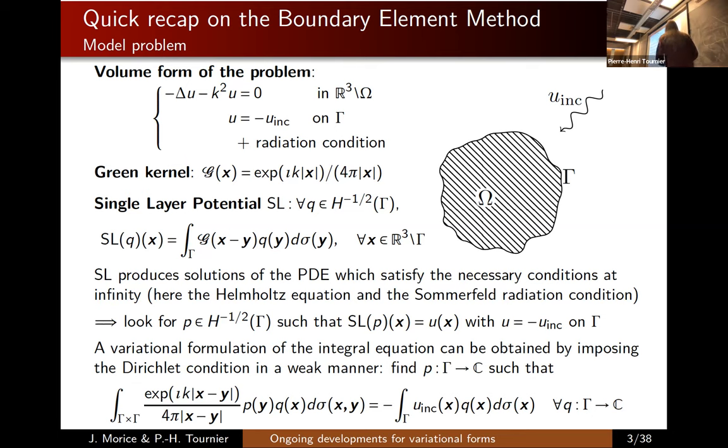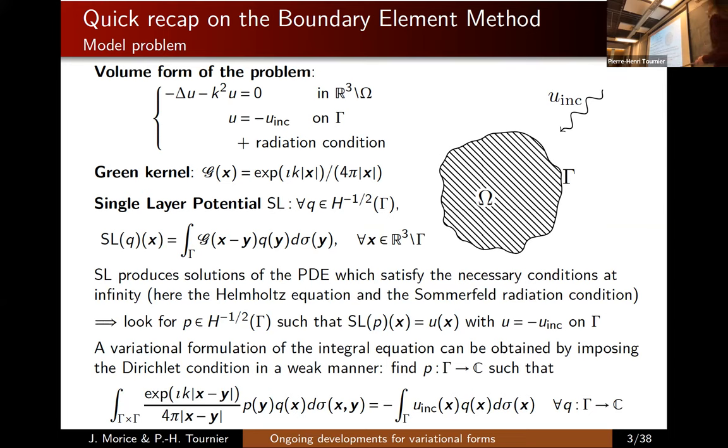And so if I solve this problem and find my P, I will then be able to reconstruct U from P anywhere in my 3D space by applying the single layer potential to P. So basically applying this formula to P, and I will recover U anyway. So basically now I know that in order to solve my problem, I just need to find the P that solves the problem. So you see that I sort of gained one dimension, right? So now the problem is only posed on gamma.